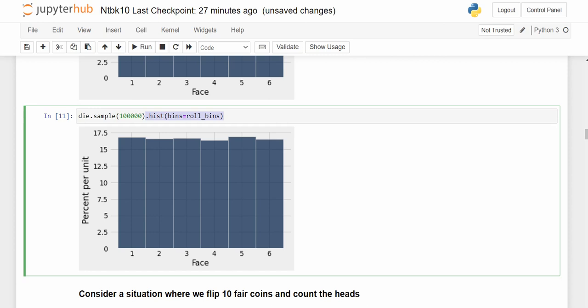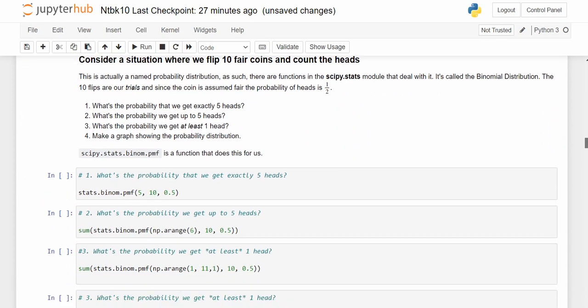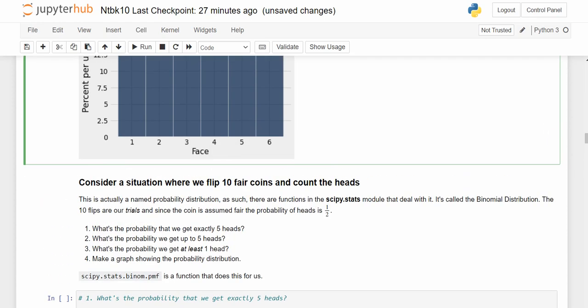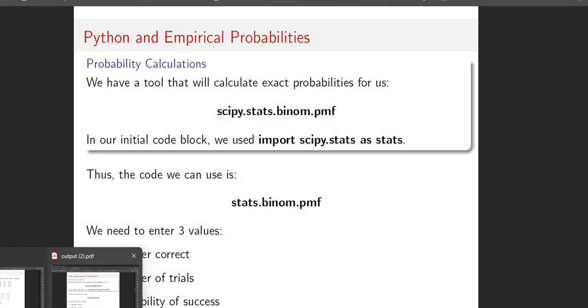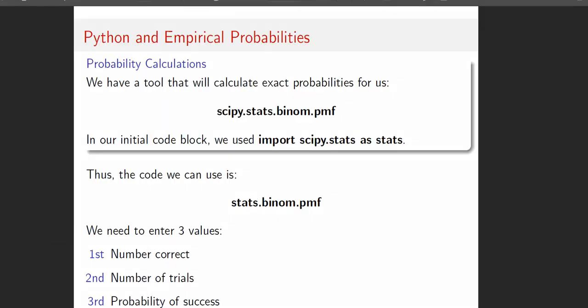Okay, we're getting the idea that if I run enough trials through my simulation, my empirical probability is going to match very, very closely to the theoretical probability. Okay? So here we're going to consider a situation where we flip 10 fair coins and count the heads. And the first question is, what's the probability that we get exactly 5 heads? And again, jumping back to the PowerPoint, let me just show you what's going on here.